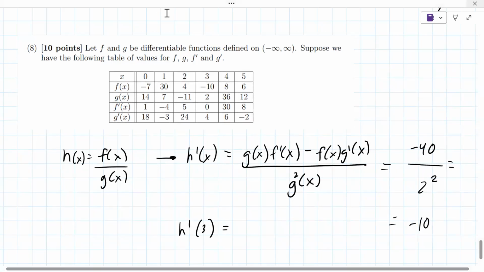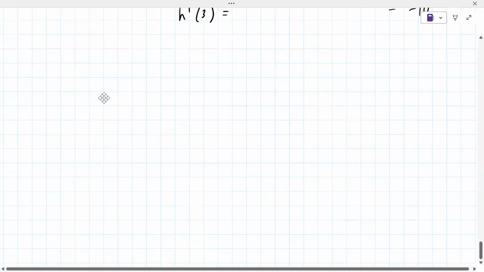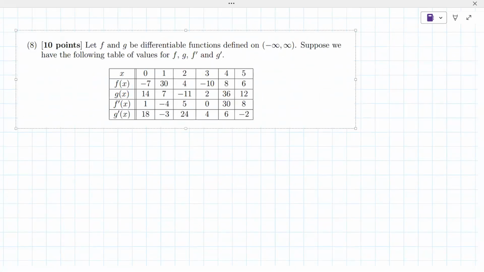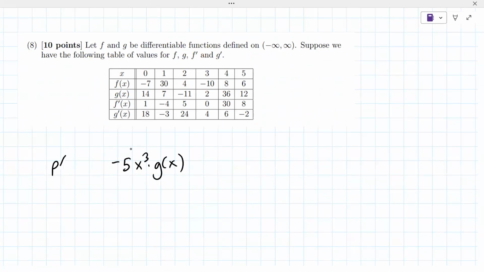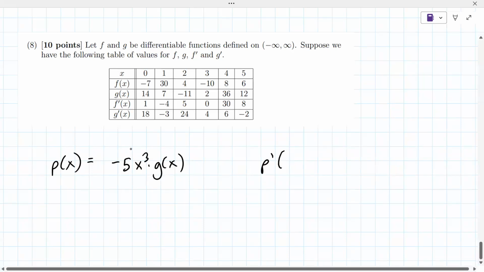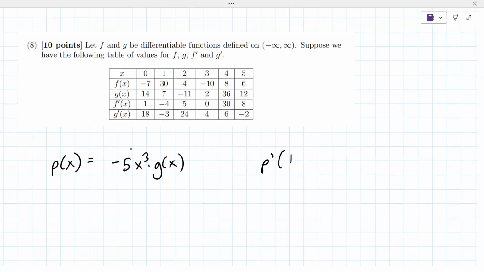Okay, so here's another style of problem. These tables are great. They could give you something like this: negative 5x cubed times g of x. They could tell you that this is p of x, and they want p prime of 1. So we're finding the derivative.